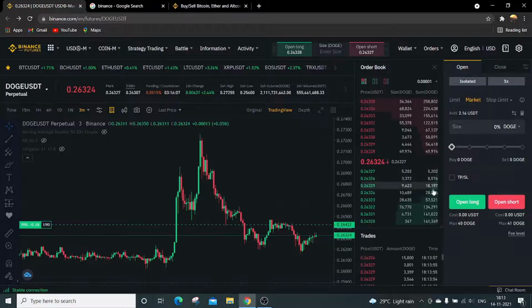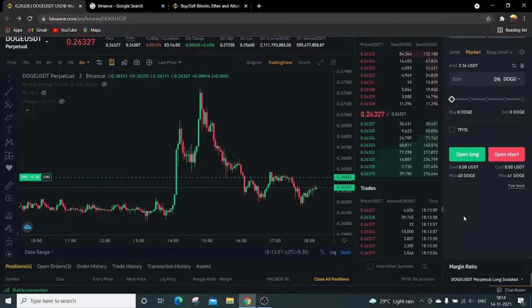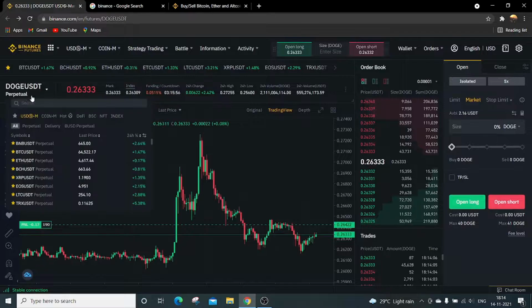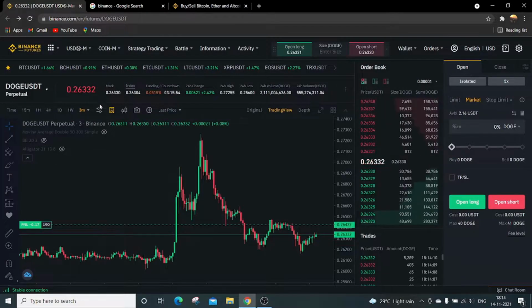This is the order book. Below that are the market trades which are actually going on at this time. Then at the left hand side, this is the actual price at which the market is flowing right now. This is a mark price, this is an index price. This is a 24-hour change. That means it has gone up by 2.45%. This is the 24 hours high and 24 hours low price.